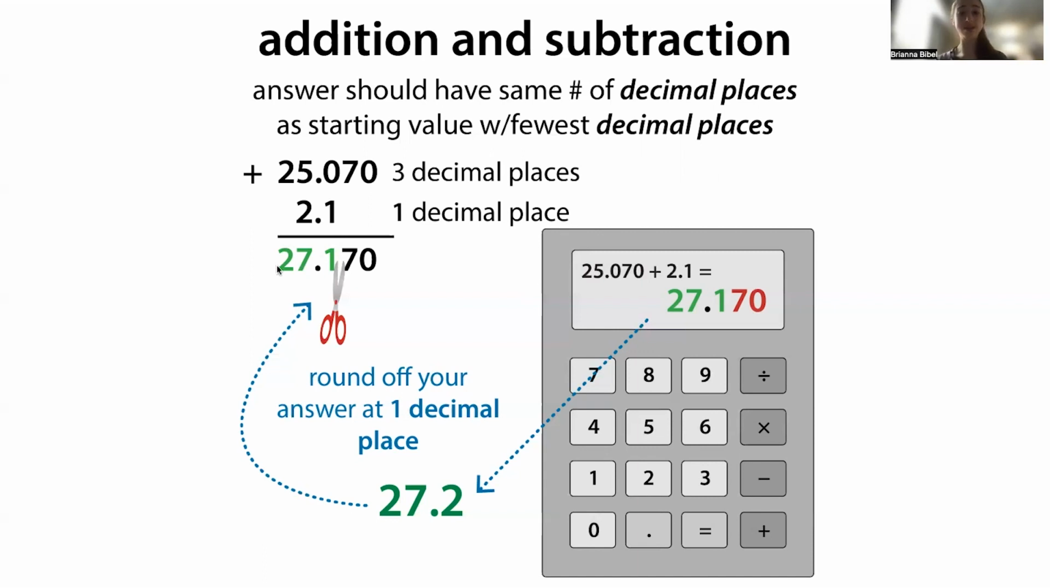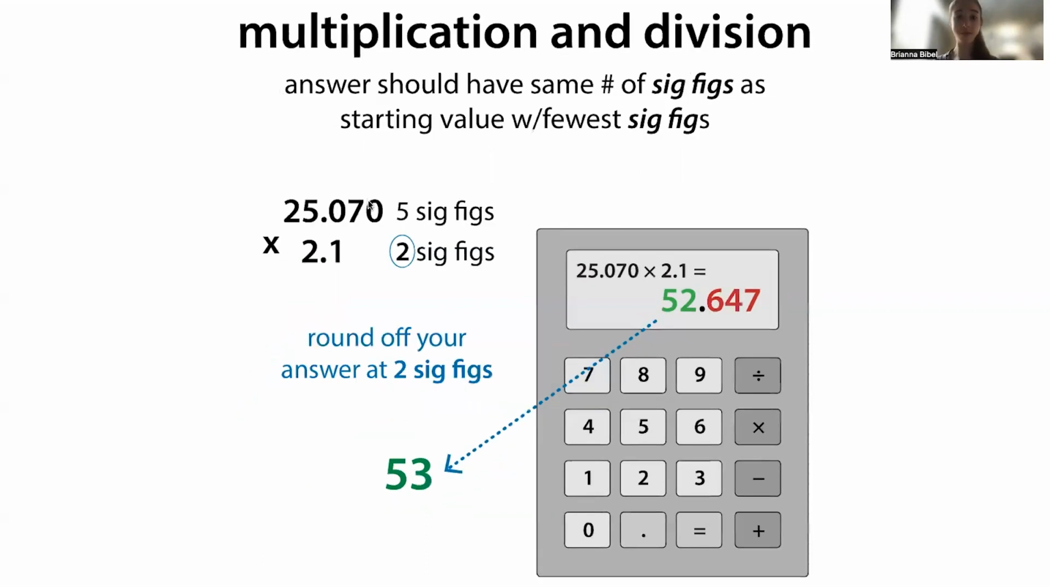So although our answer is going to end up with three significant figures, which is more than the lowest number going in, it's still just the same number of decimal places, the same number of digits after the decimal place. That's what's going to matter in the case of addition and subtraction. So in this case, you would round off your answer at one decimal place, and this would give you 27.2.